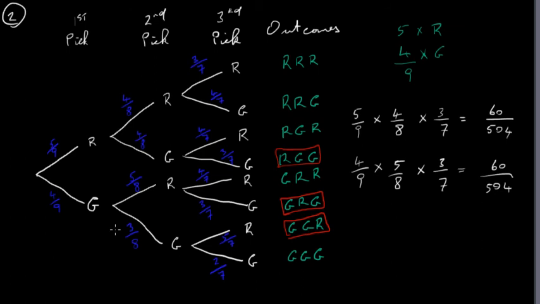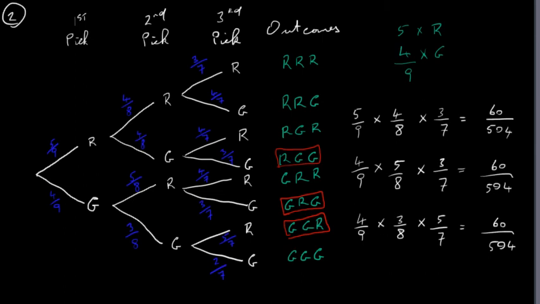Now we'll do this one. So again, we're going to go down here, we go down to this green, and then we go up to this red here. So what are our probabilities? To pick this green here is 4/9, and then we must come down to this green here, which is 3/8, and then we have to go up to this red here, which is 5/7. So when you do that, you also get 60 over 504. So these are our 3 possibilities here.